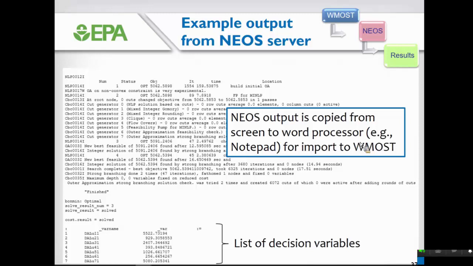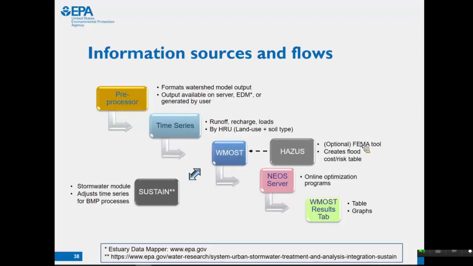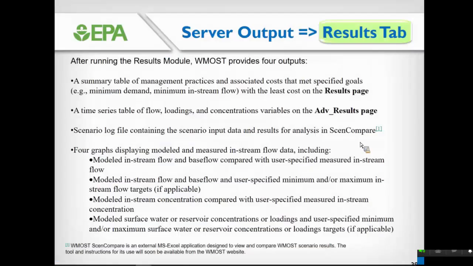So there's some information at the top that WMOST doesn't use about the optimization run, and then that's followed by a list of the final decision variables at the bottom. And at this point, WMOST packages that in the results module into a series of tables and graphs. So there are 4 different kinds of outputs. The main one of interest is usually the summary table, which lists the management practices to meet the least cost solutions. So the management practice level of implementation and associated costs to meet the goals.